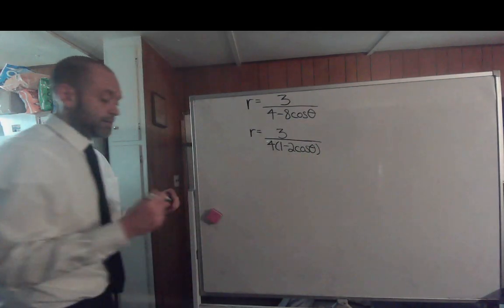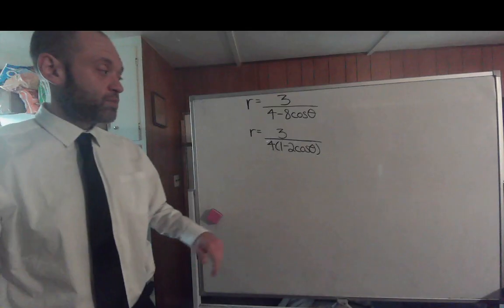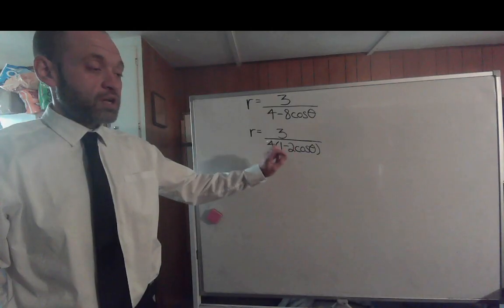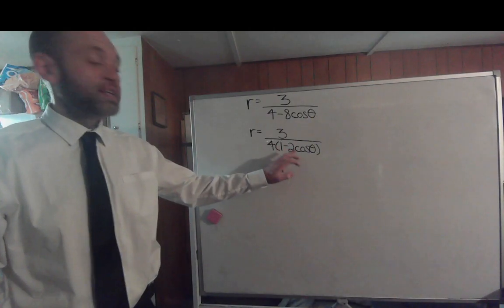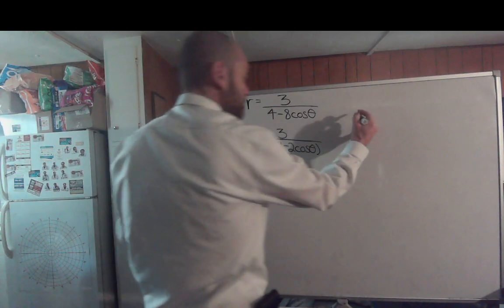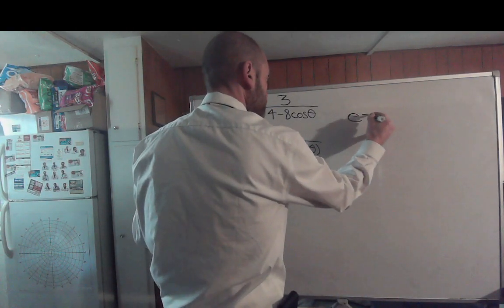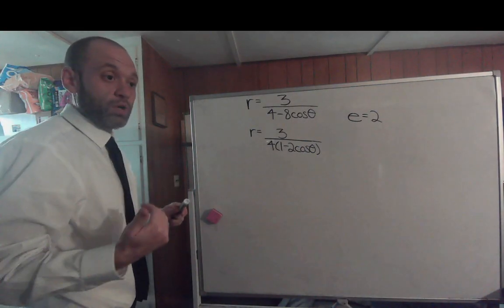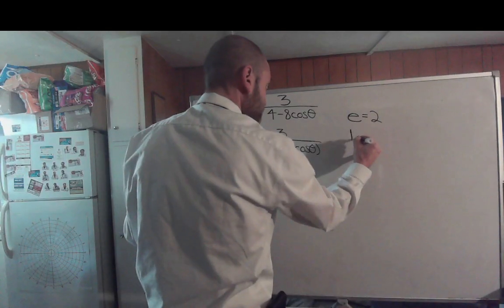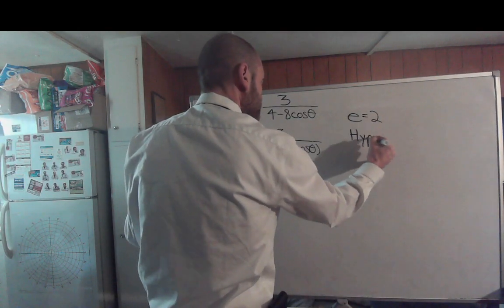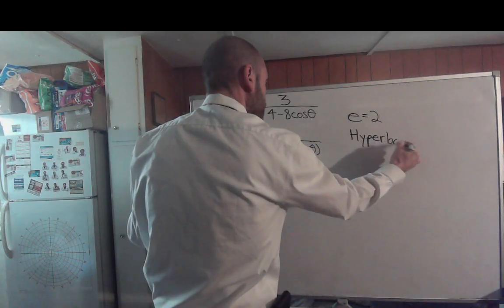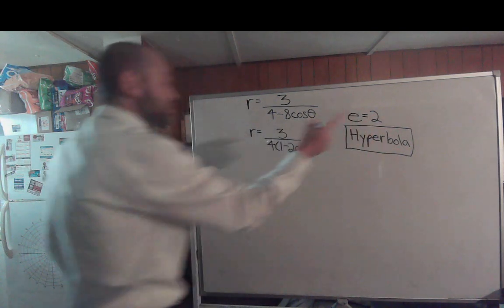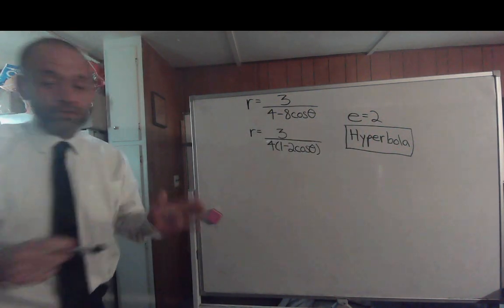So now the denominator is completely factored. We have a constant term of 1. Now look at your coefficient on the cosine. It's 2. So that means you have an eccentricity of 2. Whenever the eccentricity is greater than 1, this is a hyperbola. So this particular conic section would be considered a hyperbola, because the eccentricity ends up being greater than 1.